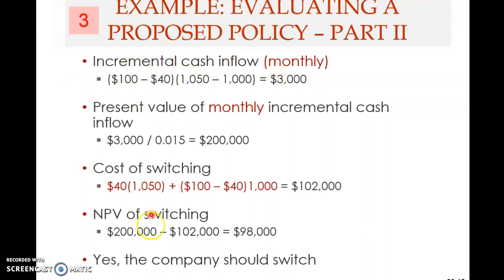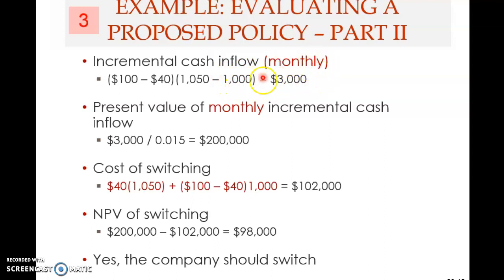I think the method that's given in the slide is more difficult compared to the table that I showed you in the previous clip, but it comes to the same answer. As you can see here, the incremental cash inflow, this is monthly, will be $100 minus 40. This is what you collect, the price minus the variable cost, multiplied by 1,050 minus 1,000.